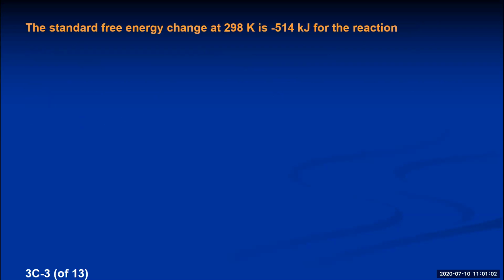So let's say we've determined that the standard free energy change at 298 Kelvin is negative 514 kilojoules for the following reaction: 2CO gas plus O2 gas yields 2CO2 gas. How would we determine that? We would go to our thermodynamic tables, handout 5, and we would go standard free energy of products minus standard free energy of reactants, and we would calculate the value for this reaction, and I've just done that for you. Comes out negative 514 kilojoules.